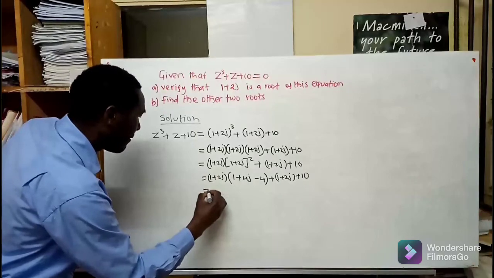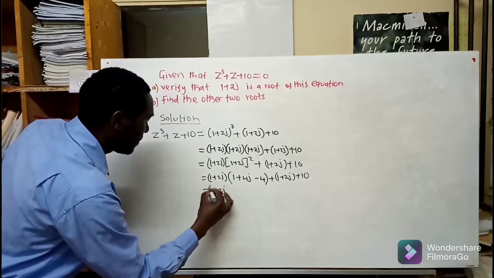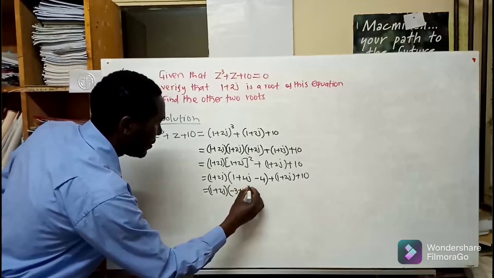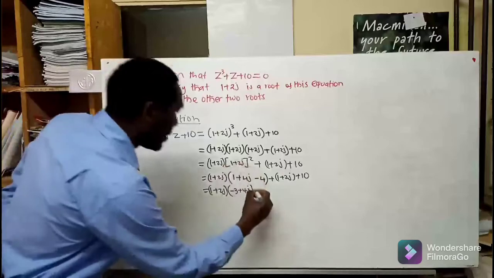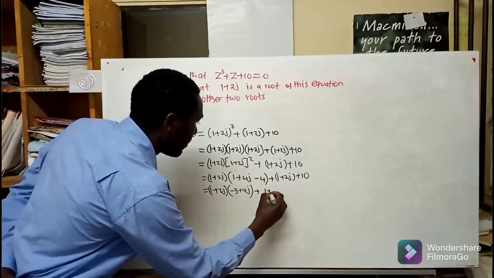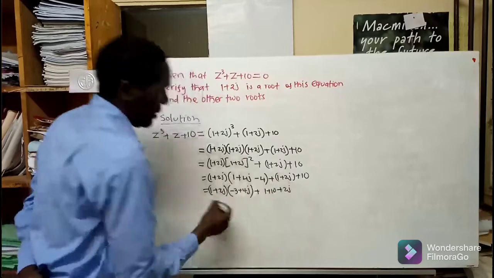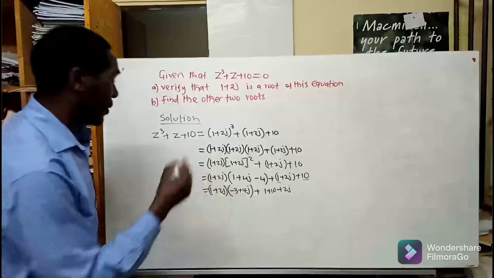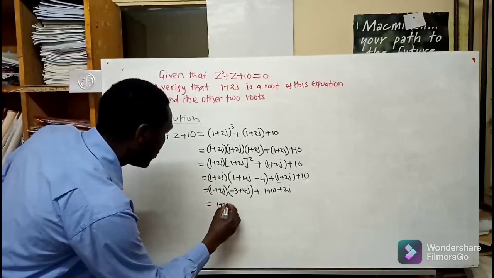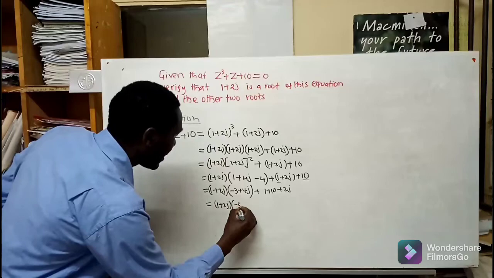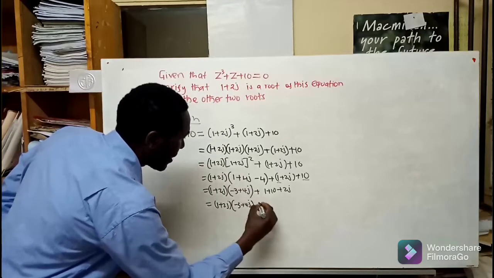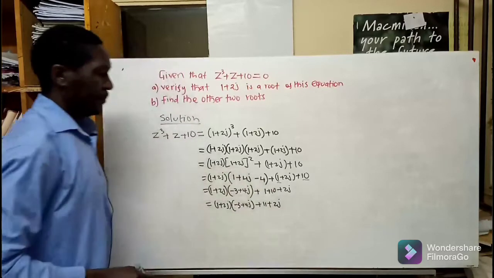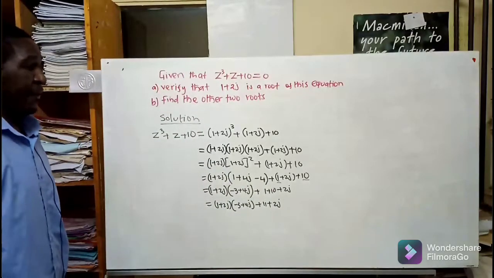Combine these two, we have 1 plus 2j, open the bracket, negative 3 plus 4j, close the bracket. Then we have plus 1 plus 10 plus 2j. This one is a number and that is also a number. So we add them together and get 1 plus 2j into bracket minus 3 plus 4j, close the bracket, we add 11, we add 2j. I think that is fair, isn't it?